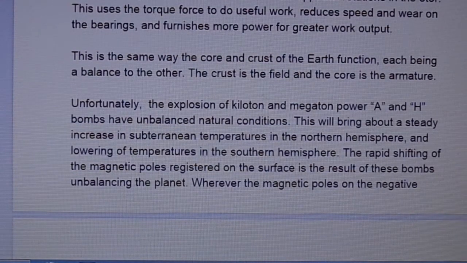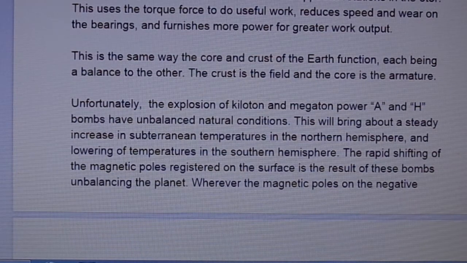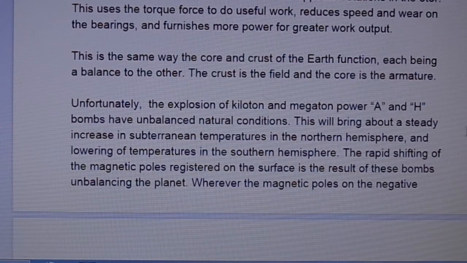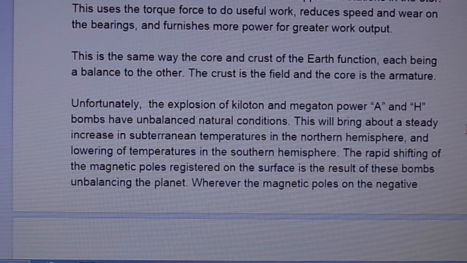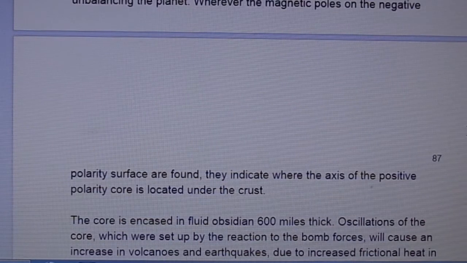Unfortunately, the explosion of kiloton and megaton power, A and H bombs, have unbalanced natural conditions. This will bring about a steady increase in subterranean temperatures in the northern hemisphere and lowering of temperatures in the southern hemisphere. The rapid shifting of the magnetic poles registered on the surface is the result of these bombs unbalancing the planet. Wherever the magnetic poles on the negative polarity surface are found, they indicate where the axis of the positive polarity core is located under the crust.